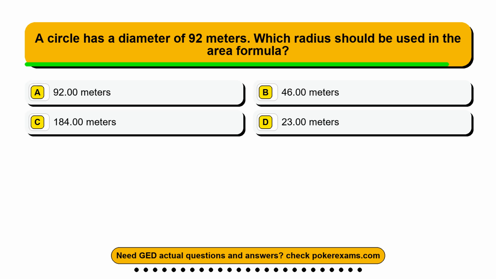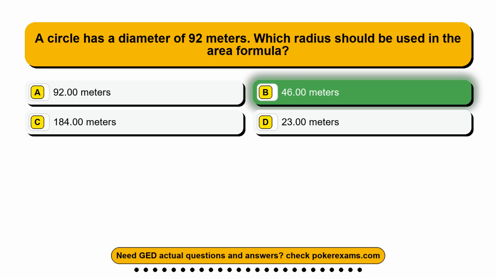Question 16. A circle has a diameter of 92 meters. Which radius should be used in the area formula? Option A, 92.00 meters. Option B, 46.00 meters. Option C, 184.00 meters. Option D, 23.00 meters. The correct answer is option B, 46.00 meters.